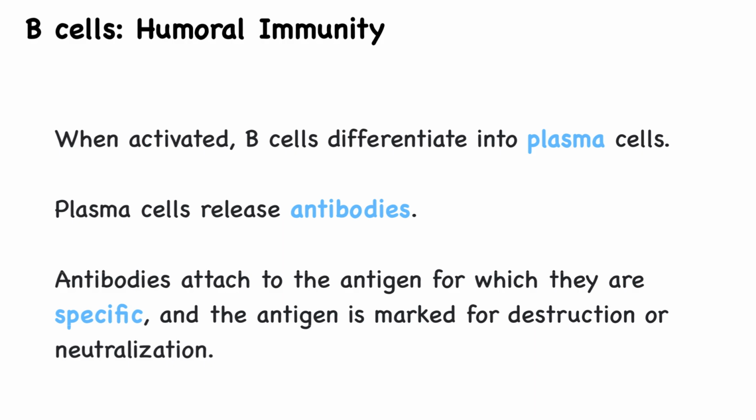In contrast, B cells are responsible for humoral immunity. When activated, they differentiate into plasma cells, which produce antibodies that circulate in body fluids. These antibodies bind to antigens, helping to neutralize pathogens and mark them for destruction.